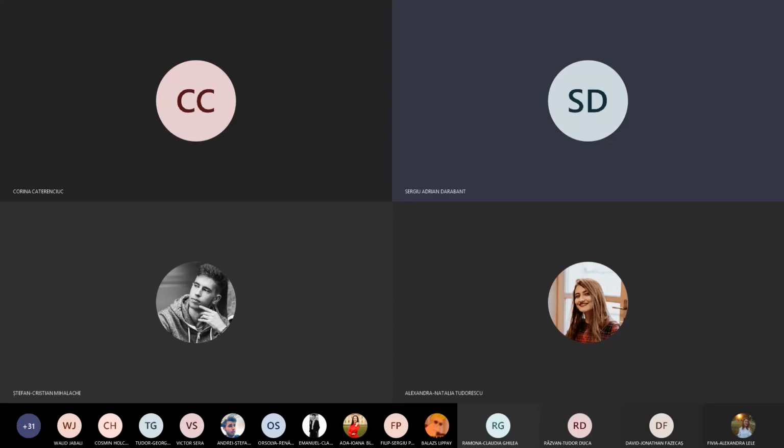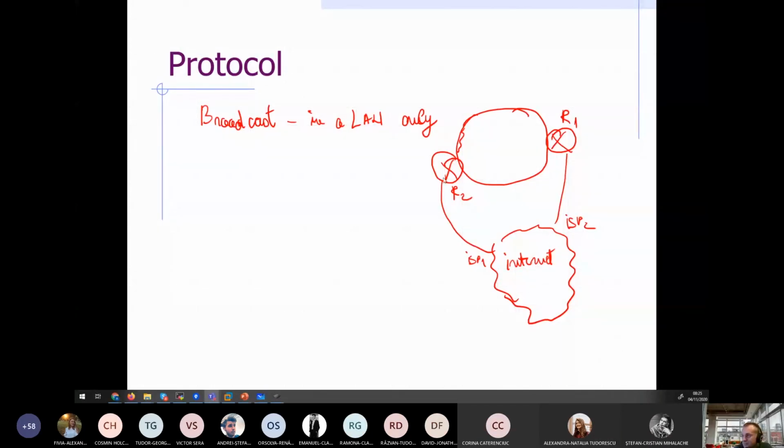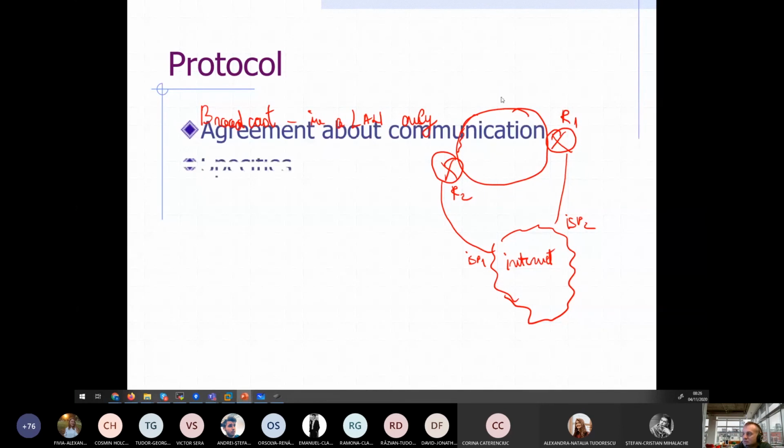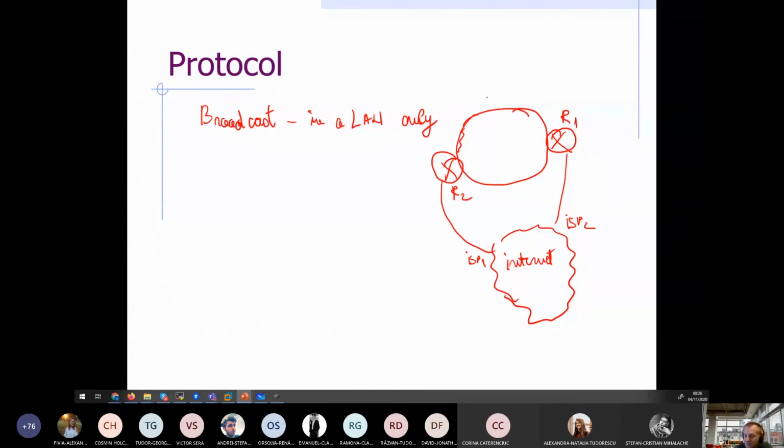Before the test, let's continue with the classical teaching thing. Suppose we have in a LAN two or more routers which connect that LAN to other networks. The broadcast stuff only works inside that network, and it works in a way that deals with the IP addressing.